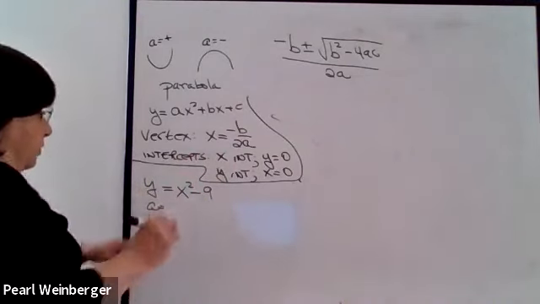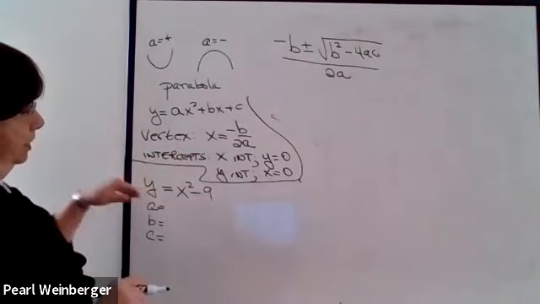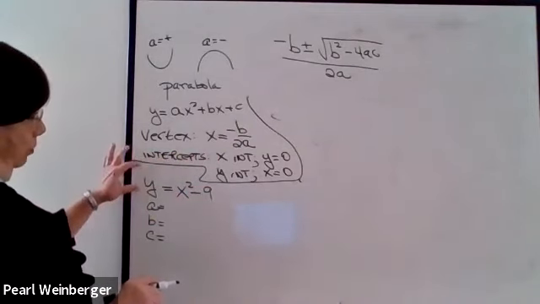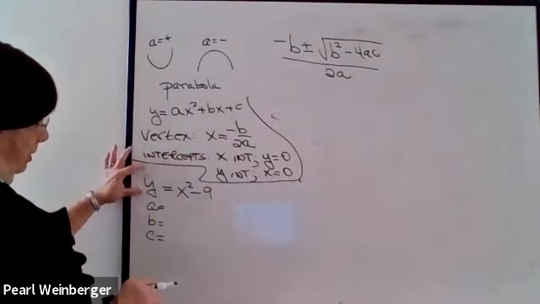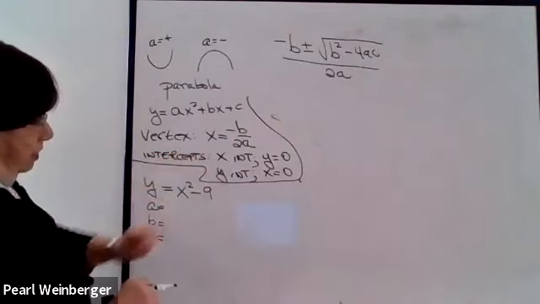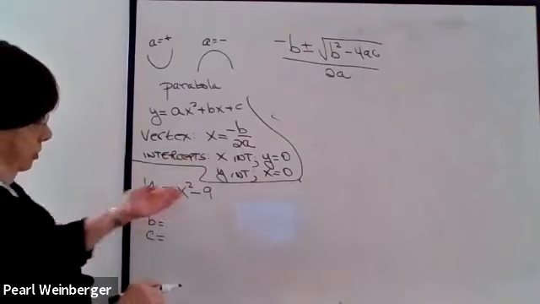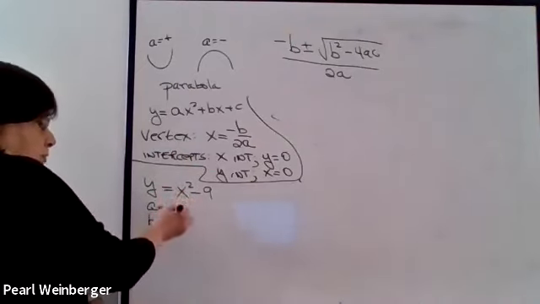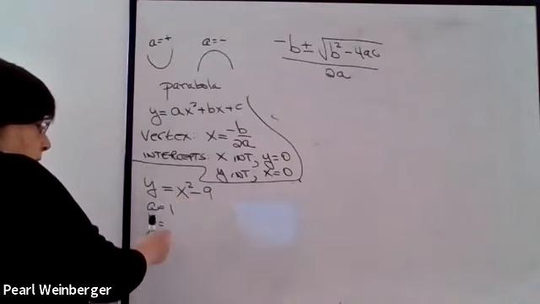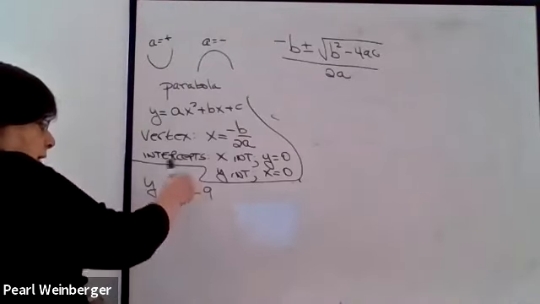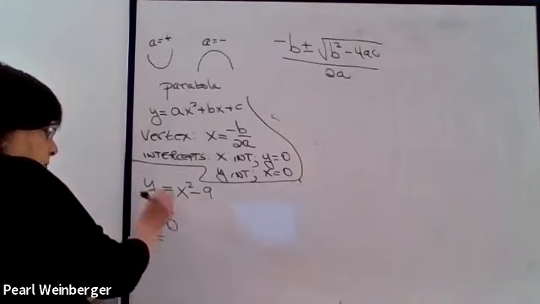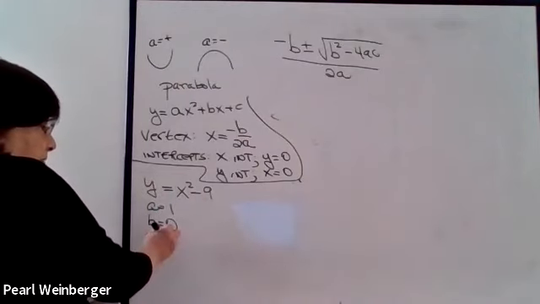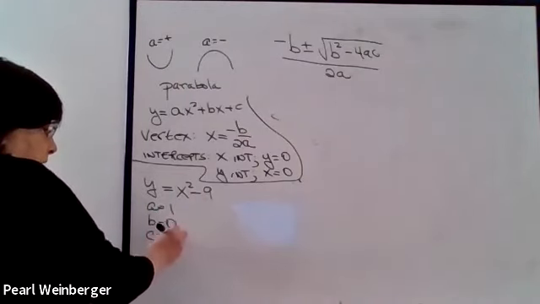When we're dealing with a quadratic equation to graph, we want to get the y alone on one side and everything else on the other side. It actually is in that form. And the coefficient of the x squared is 1. There is no x term, so the b is 0. And the c is -9.